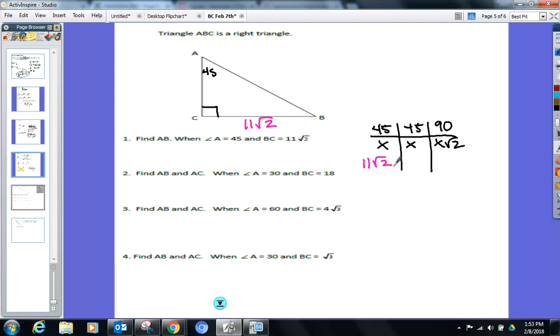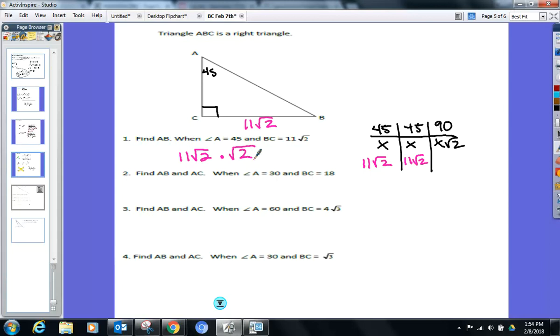Here's where we're going to run into a problem now. What about the side across from 90? How do I find that? Well, I take x. What was the value of x? 11 radical 2. And the rule says multiply it by radical 2. Stop and look. Questions? You take the side across from 45 and multiply it by radical 2.